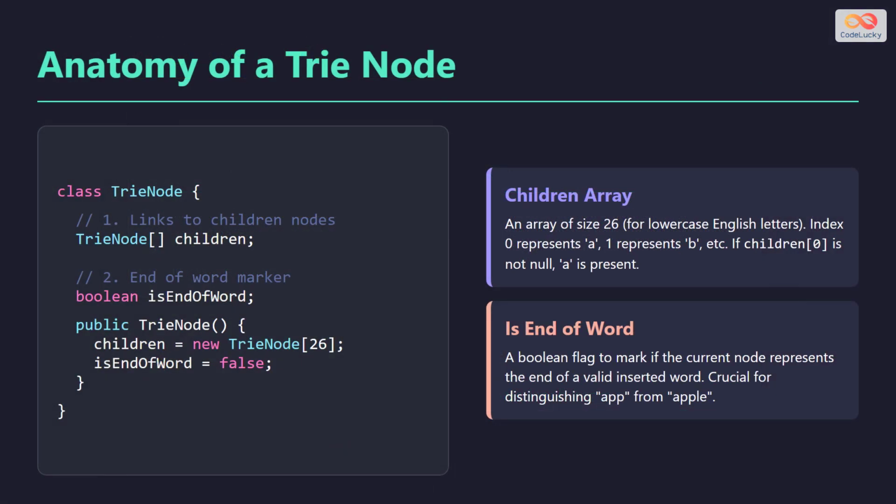Let's look at the building block, the Trie Node. Each node typically contains two things: an array of links to children nodes, usually size 26 for the English alphabet, and a Boolean flag called isEndOfWord. This flag is crucial because it tells us if the path we just traversed forms a complete word.